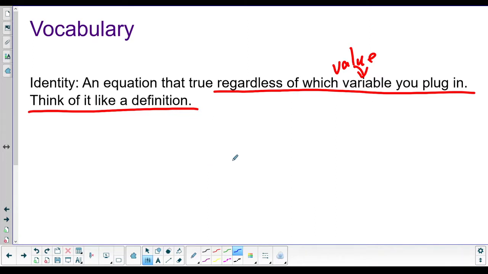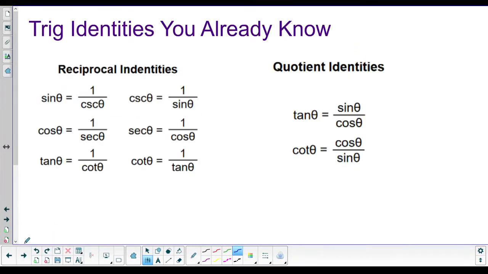Actually, I don't know how many identities you do know. Never mind. You're going to learn a bunch. Here are some. So let's actually talk about ones you do know for sure. We haven't called them identities yet, but here's the ones you already know.